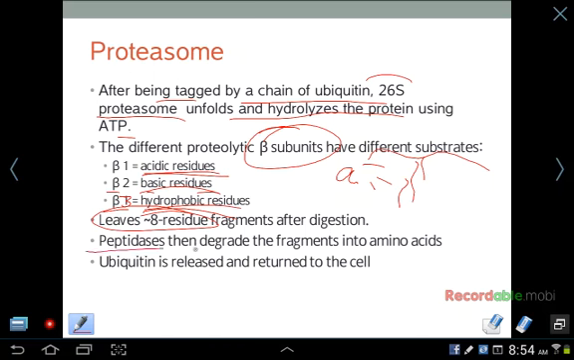Peptidases are then able to come in and cleave up these small fragments into individual amino acids. Ubiquitin itself is not degraded. It is released from the protein that we degraded and then returned to the cell in order to tag other proteins that need degrading.